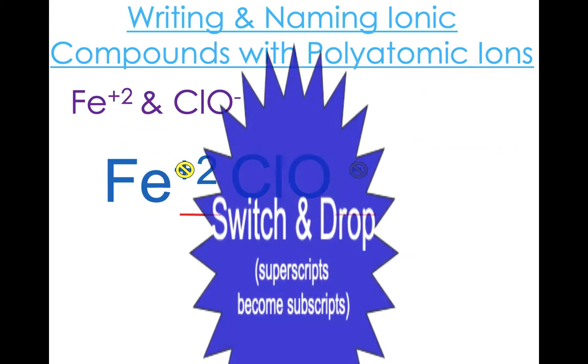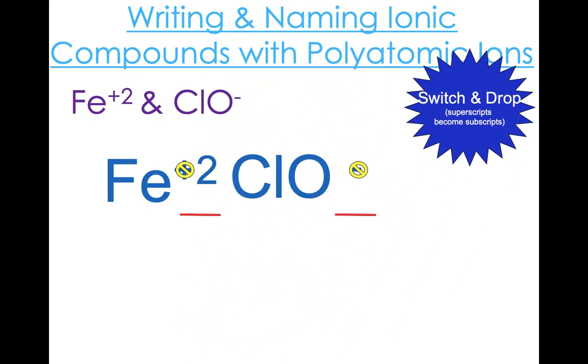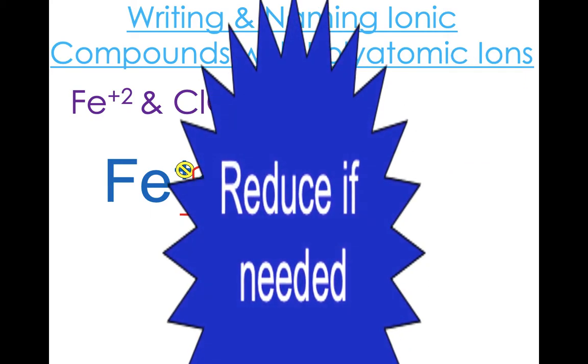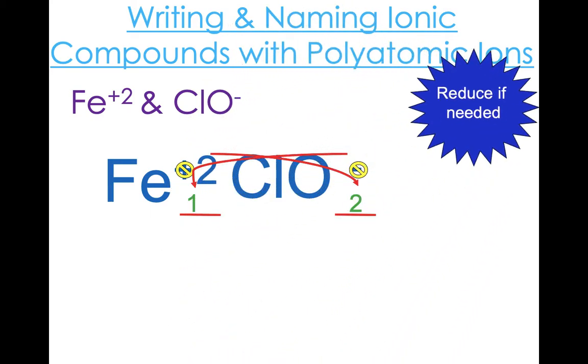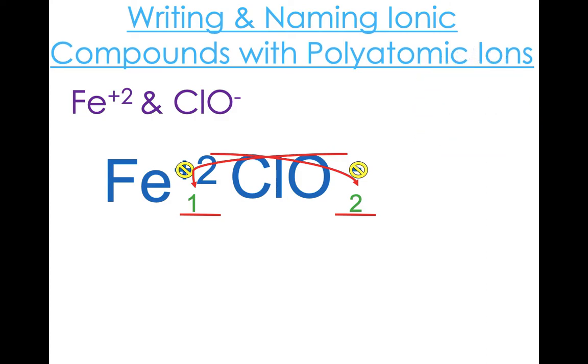We're going to switch and drop. So what comes down next to the iron would be a 1. Next to the ClO is a 2. Does that get reduced? A 1 and 2 cannot be reduced. So we can simply write it as it is, but we need to ask one more question yet. Does the ClO need a Roman numeral? Not Roman numeral, but a parenthesis.